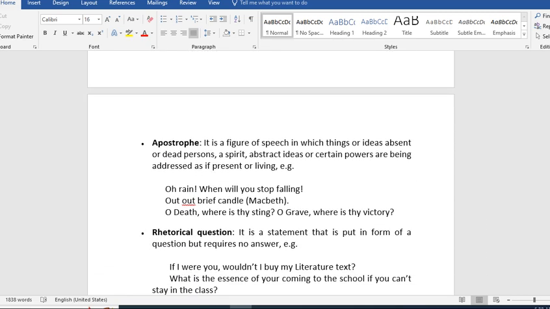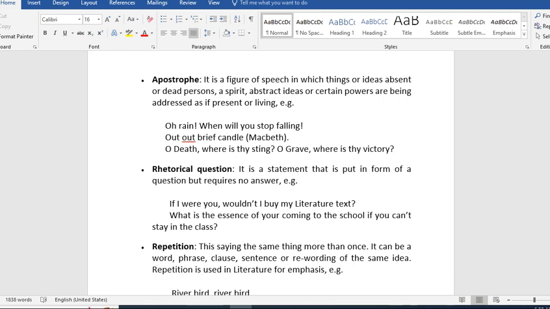The next one is apostrophe. It is a figure of speech in which things or ideas, absent or dead persons, a spirit, abstract ideas, or certain powers are being addressed as if present or living. That is when you are addressing something that is not living as if it is living, or something that is absent as if it is present. That is apostrophe. We have examples here.